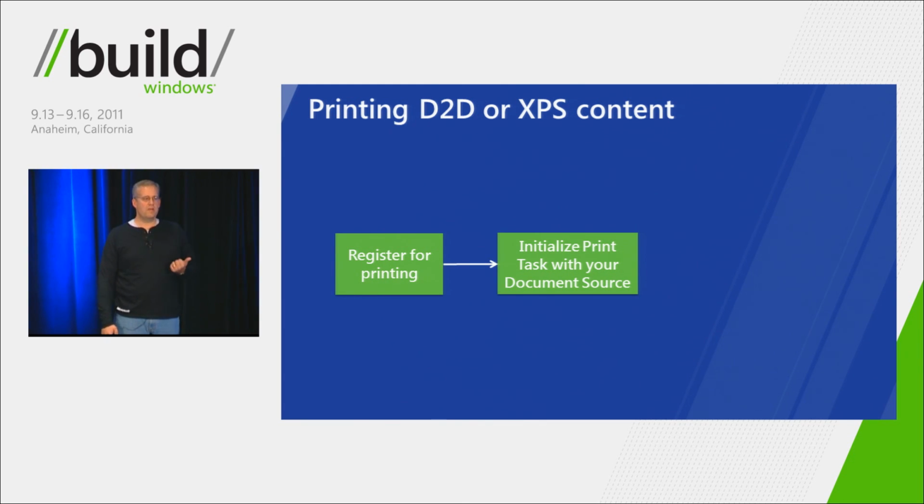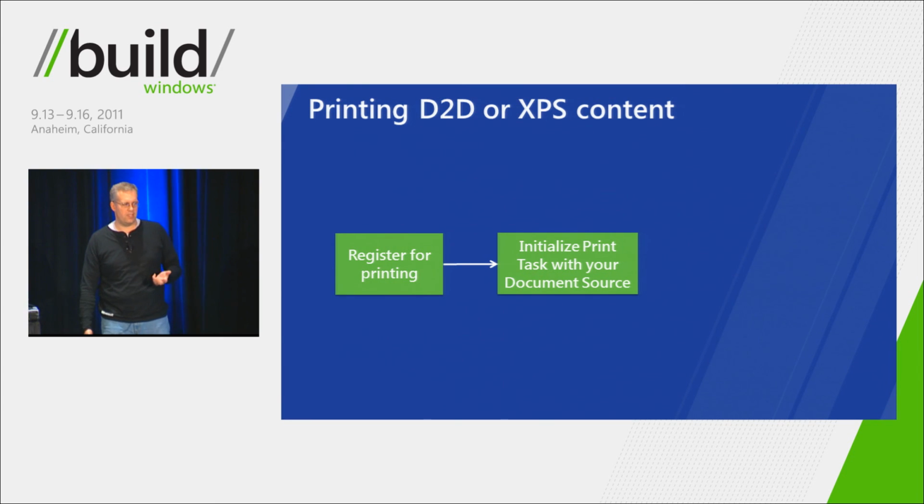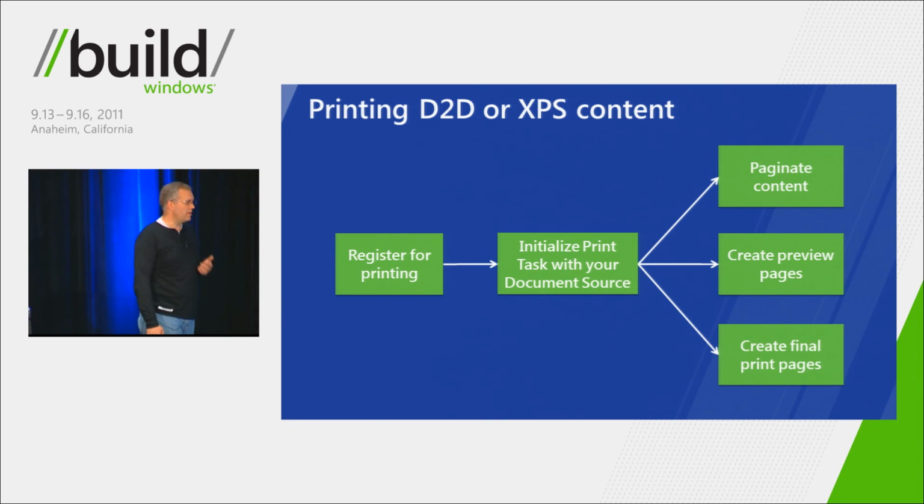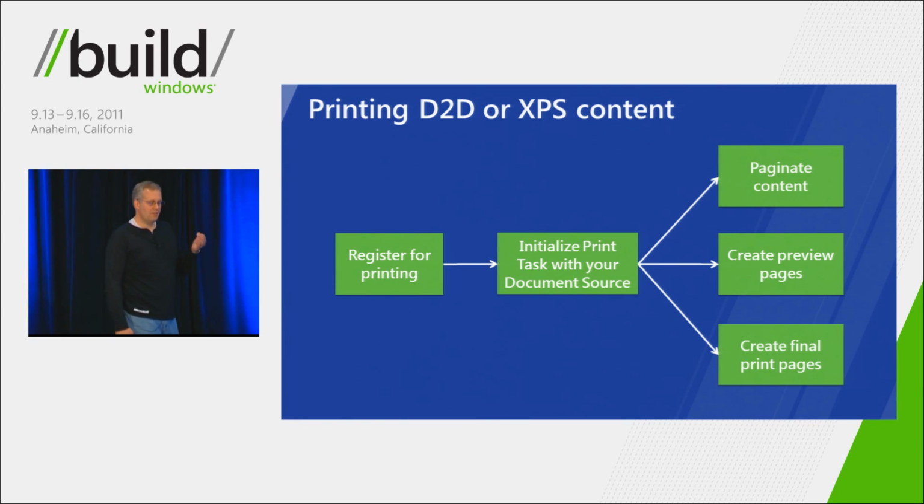When Windows comes back and says, hey, guess what? The user wants to print now. You need to provide a document source. What is that document source? That's the thing that tells Windows how to print. It tells Windows what to print. In this case, it's your document source. You need to write it. It's not something that Windows can do for you. If you can't use the XAML one, you can't use the HTML one, you're going to have to write it. And because you're having to write it, you've got to paginate, you've got to create the preview pages, and you've got to create those final pages all on your own.